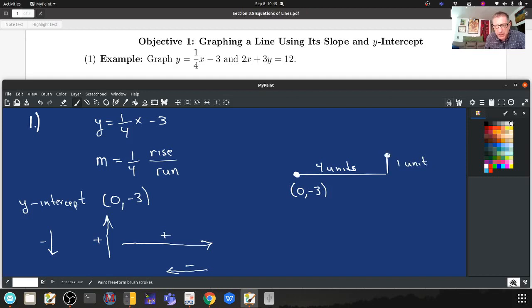And there I will find another point. What will that point's coordinates be? Starting with my original point, I'm adding 4 units to the x, and starting with my original y, I'm adding 1 unit to the y. So this new point is 4, minus 2, and you literally just draw a line through those points conceptually. I know I didn't quite hit it there, but this is just the conception.